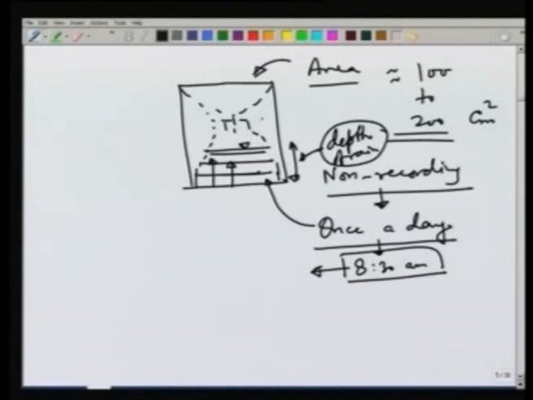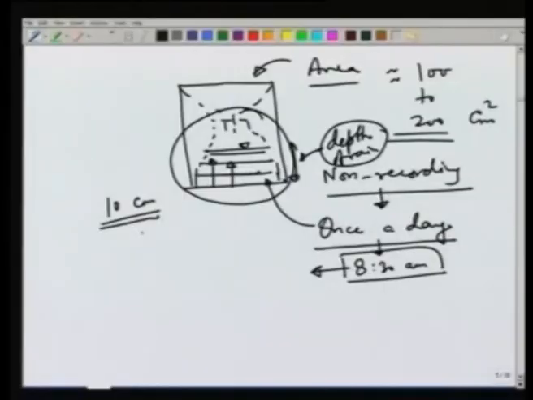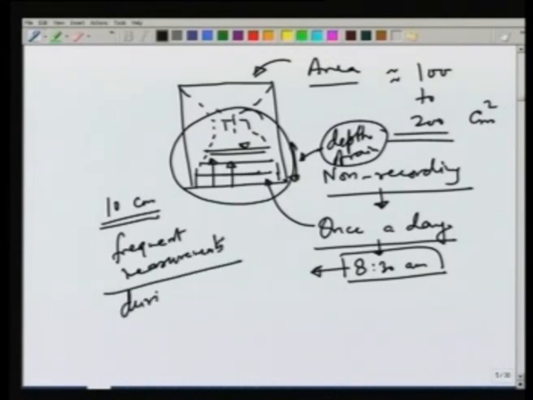This bottle which is kept here typically can store about 10 centimeter depth of water, and if there is a severe thunderstorm and we expect that this bottle may overflow, then the person has to go more frequently. So, frequent measurements during severe storms have to be made so that the bottle does not overflow. So, this is the most common non-recording gauge.